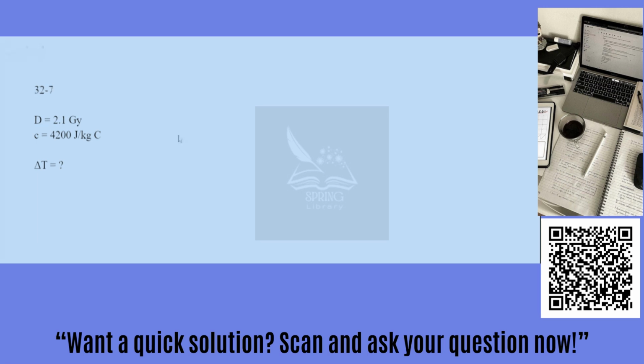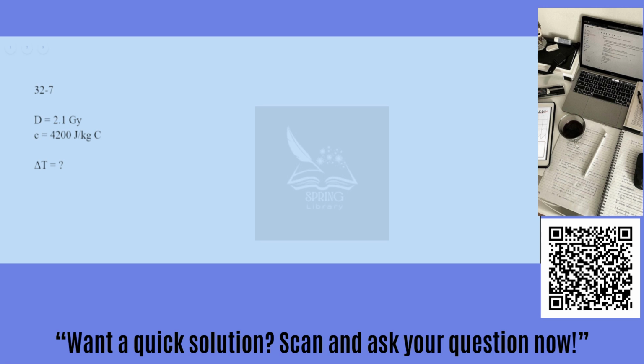So assuming that you did, this question also states that a person undergoing radiation treatment for a cancerous growth receives an absorbed dose of 2.1 gray. All the radiation is absorbed by the growth. If the growth has the specific heat capacity of 4,200 joules per kilogram per degree Celsius, determine the rise in temperature. So we're assuming it's the same as water.